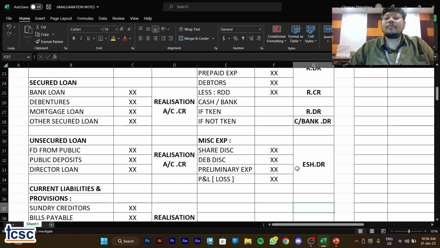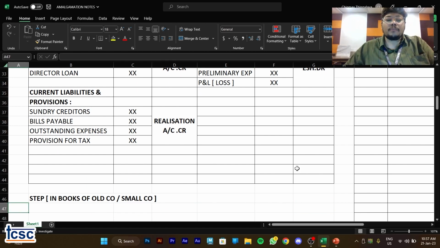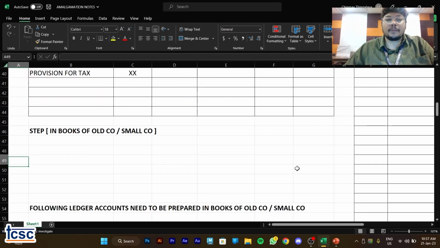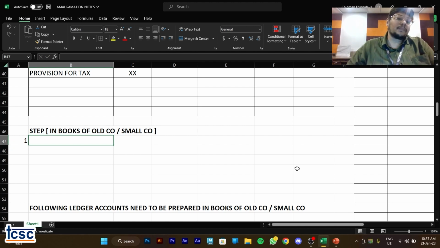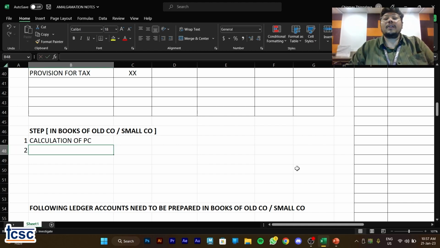So once these markings are completed in the books of the old company, we will be starting with the steps. Now to reach the goal, there are 7 steps which a learner should follow while preparing the old books. First, I'll start with the calculation of PC. Once my PC is completed, 20% of the chapter is over. That means if something goes wrong in the calculation of PC, it will definitely have an impact on your overall sum.